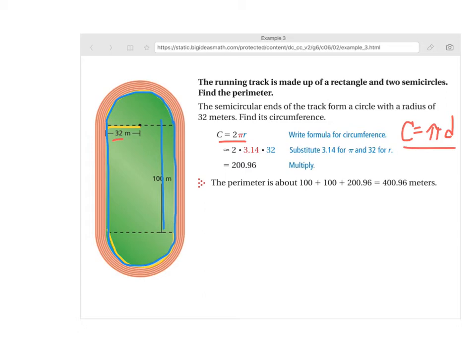Now that was for a full circle, which works because we have two ends here. Remember, if it didn't have both these ends, then you would have divided that by 2. But because it's a full circle, we add it all together and we get 400.96 meters. So that would be the perimeter of this running track.